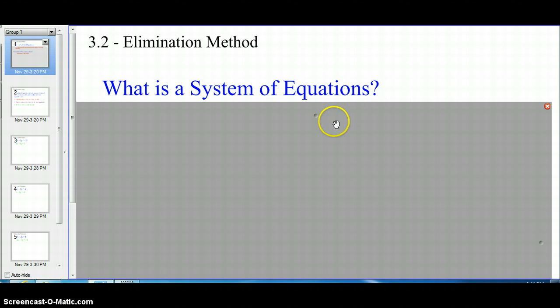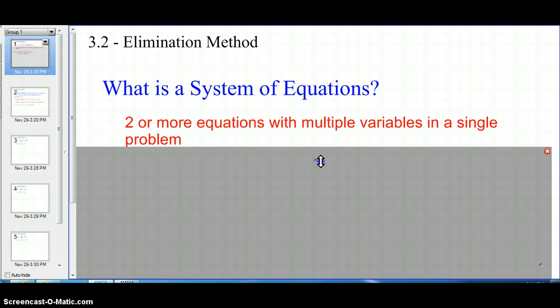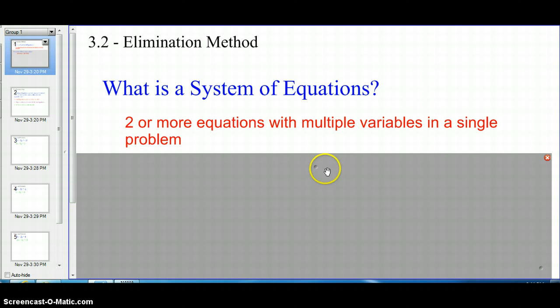So what is a system of equations? A system of equations is when we have two or more equations with multiple variables in a single problem. So that means we have two equations now compared to just one equation.